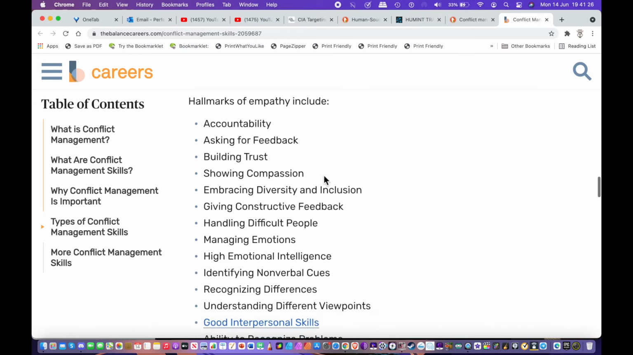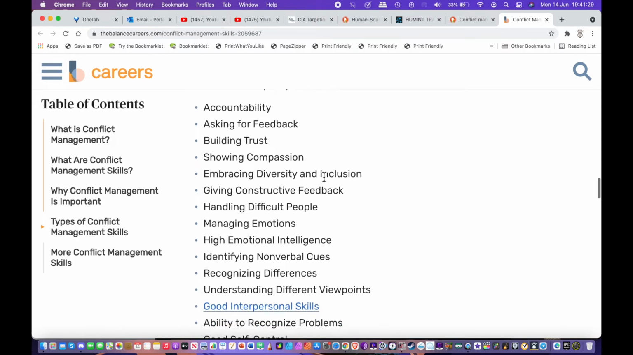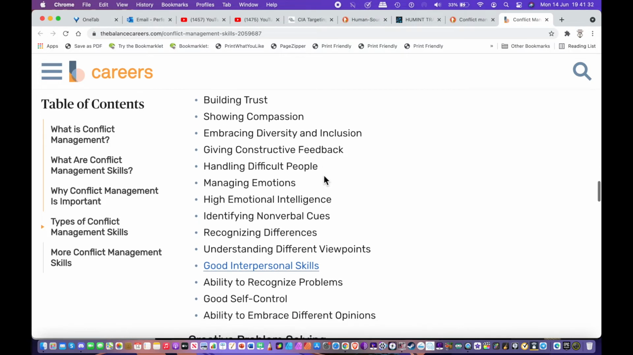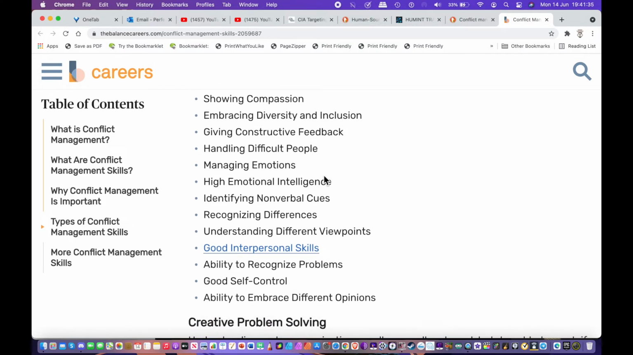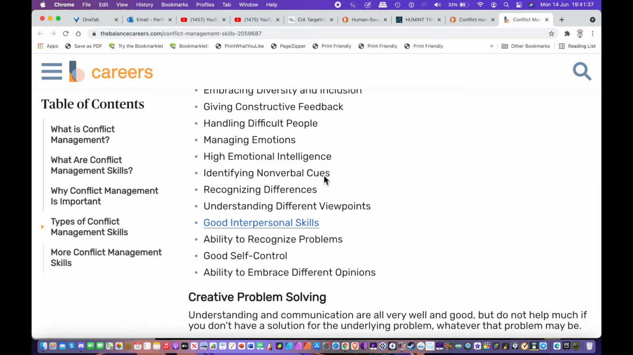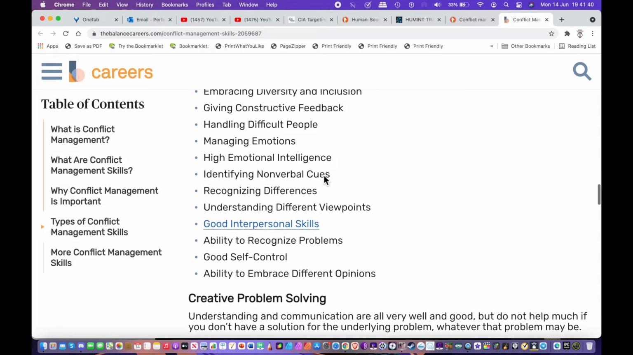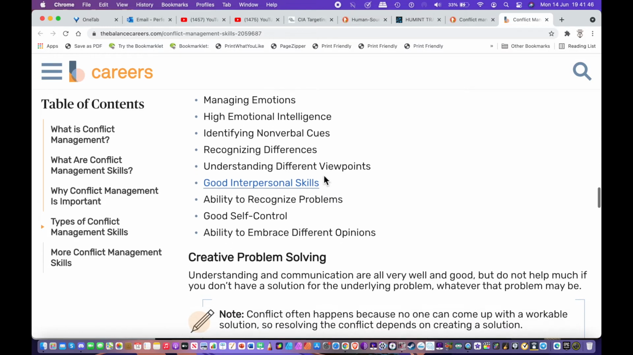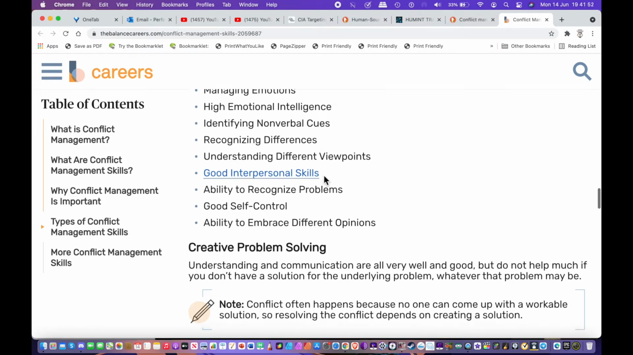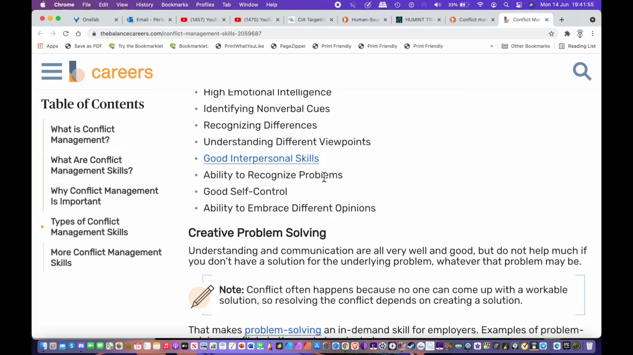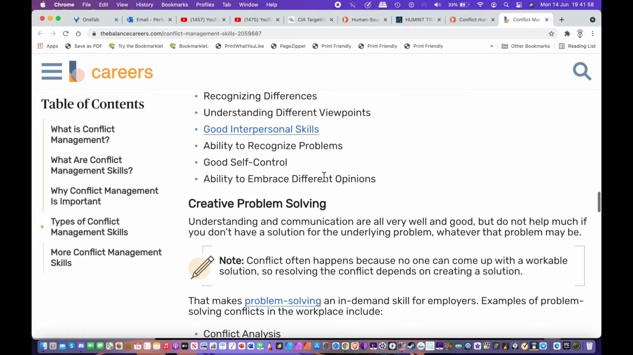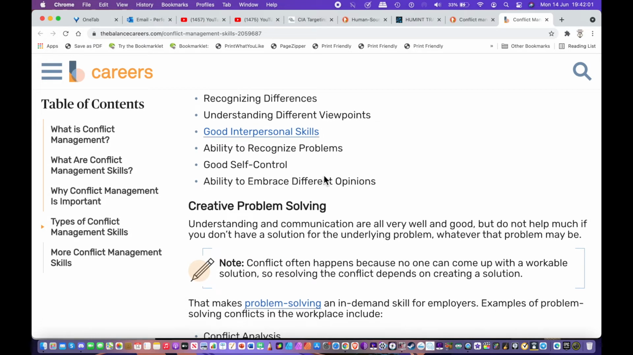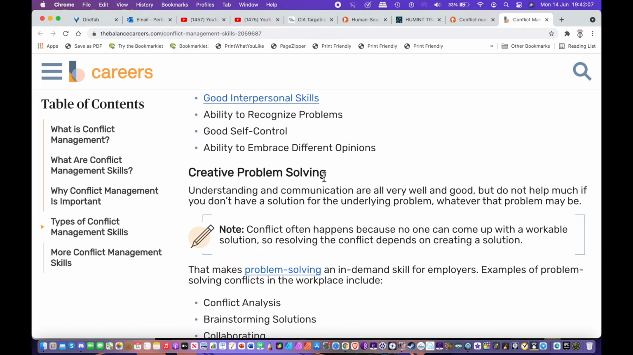Hallmarks of empathy include accountability, asking for feedback, building trust, showing compassion, embracing diversity and inclusion, giving constructive feedback, handling difficult people, managing emotions, high emotional intelligence, identifying non-verbal cues, recognizing differences, understanding different viewpoints, good interpersonal skills, ability to recognize problems, good self-control, ability to embrace different opinions.